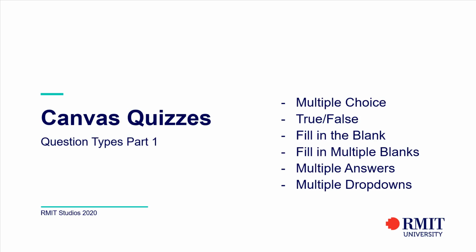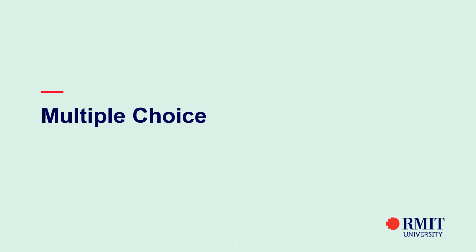Hello and welcome to this video on the Canvas quizzes question types. In this video, we'll be looking at 6 out of the 12 different question types you can choose from in your Canvas quizzes. These are multiple choice, true and false, fill in the blank, fill in multiple blanks, multiple answers, and multiple drop-downs. Start with multiple choice.